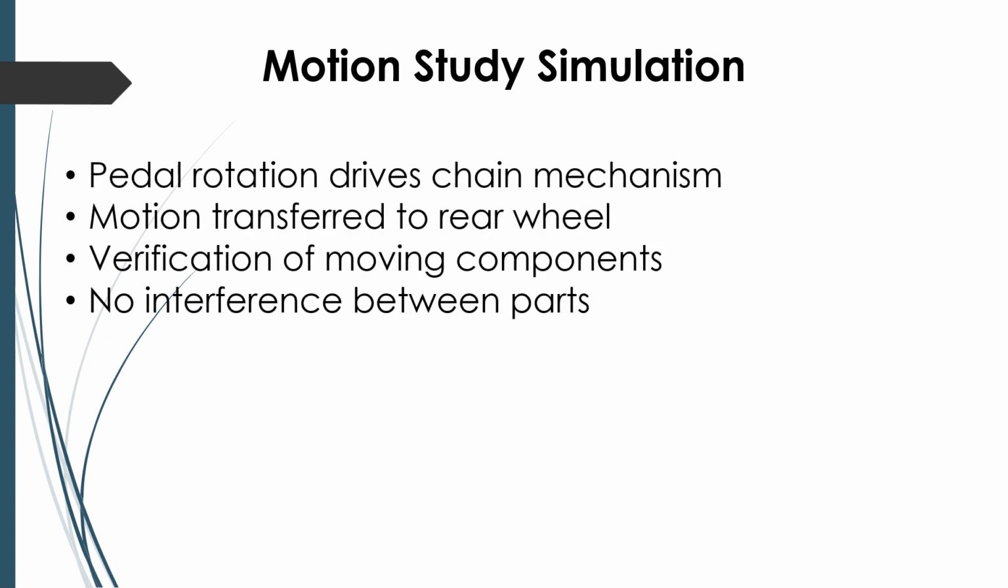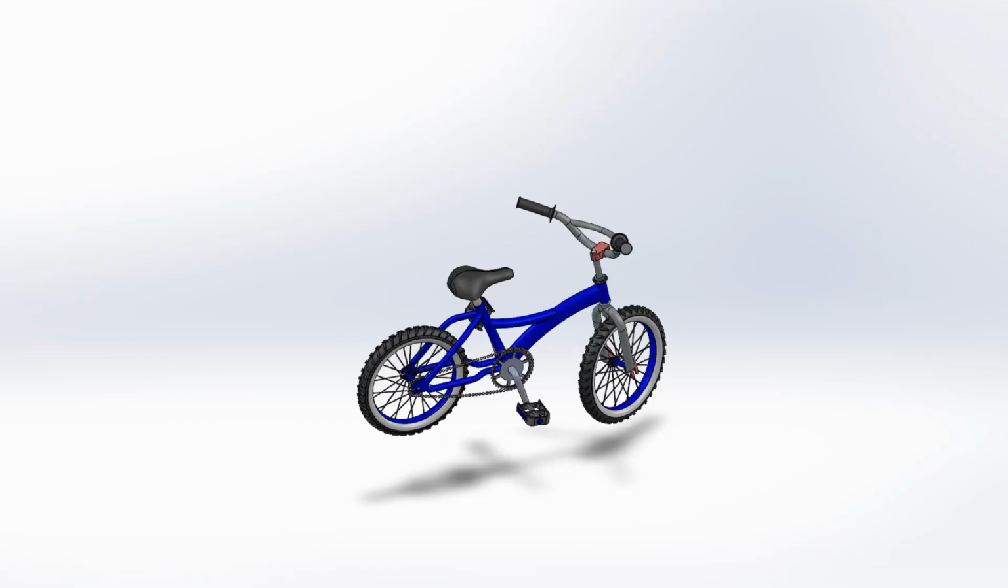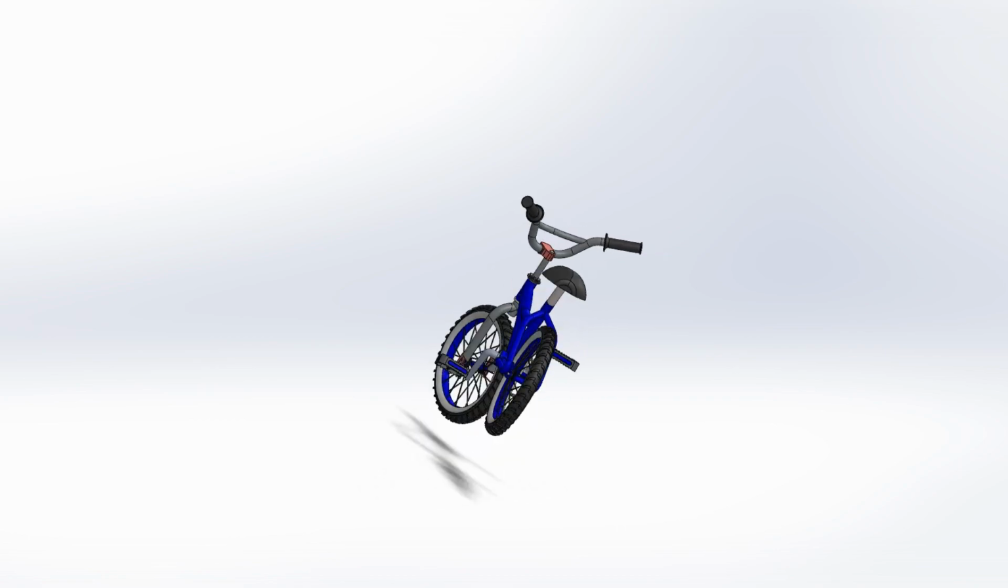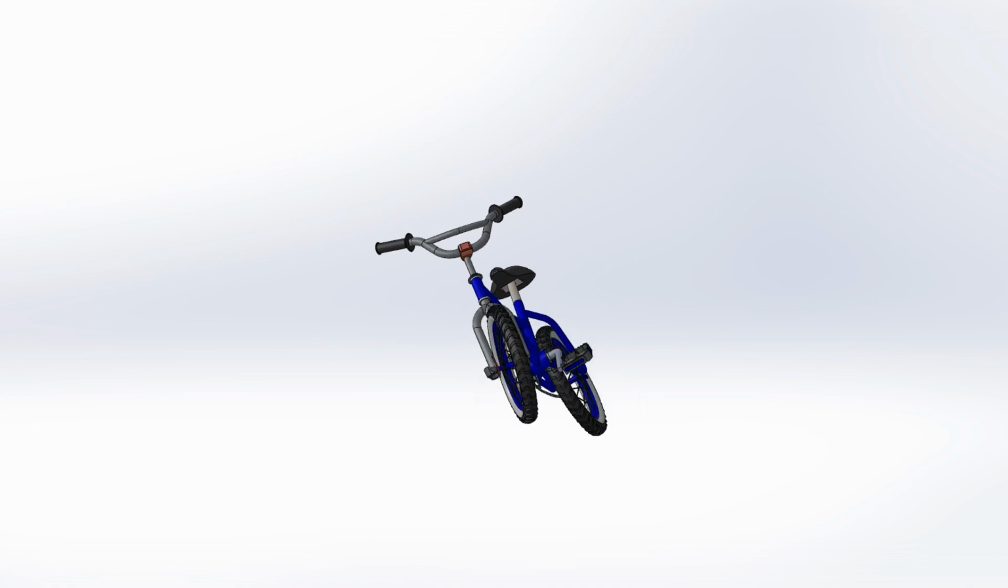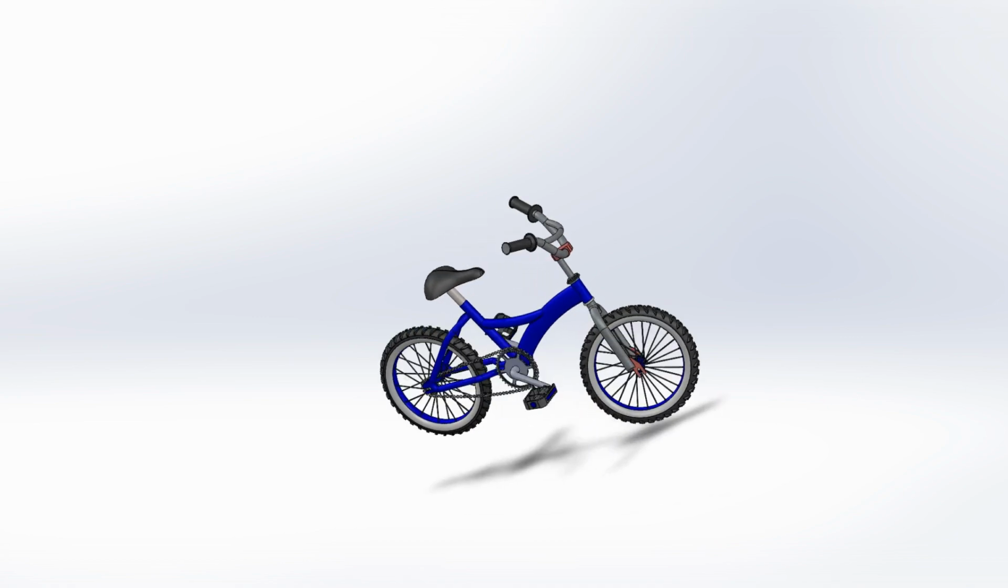A motion study was performed to simulate how the bicycle operates during use. When rotational motion is applied to the pedals, power is transferred through the crank and chain mechanism to the rear wheel.